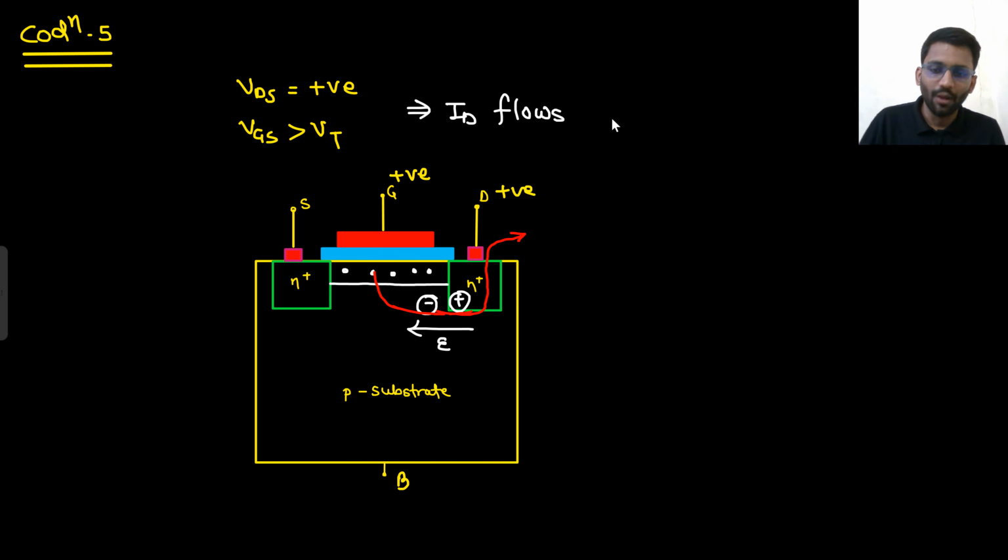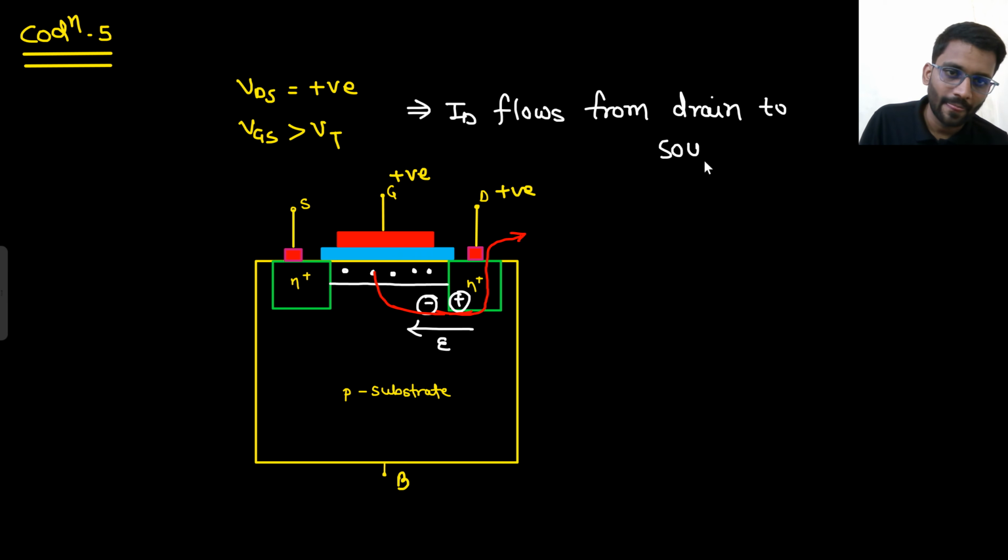So ID flows from drain to source. So in NMOS, the current flows from drain to source. And these are shorted only. Both are grounded. Well and good.